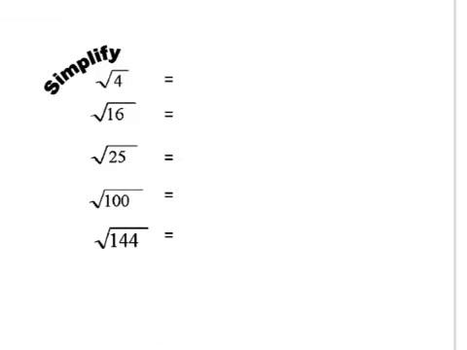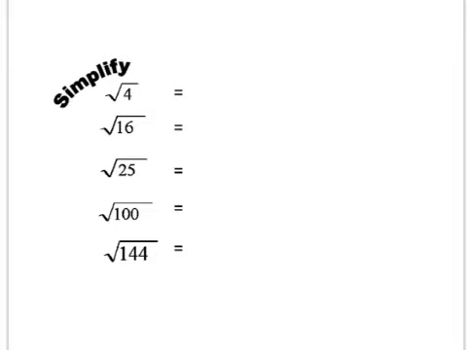All right, now you guys know how to do this because these are all perfect squares under the radical. So square root of 4 means what number times itself equals 4. So of course that would be 2. Now you take a second and fill in the rest of those, and then I'll show you the answer.